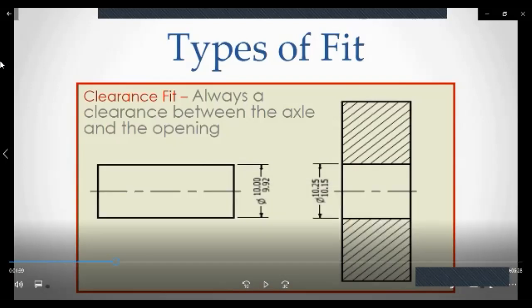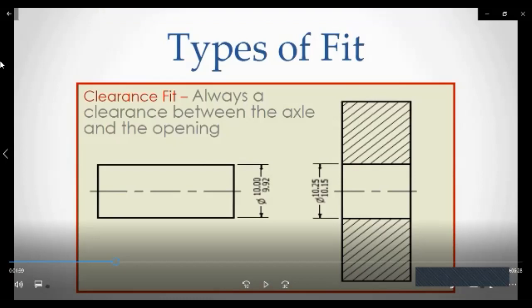You could have a maximum clearance. How? When you take the hole of the largest size possible and the shaft of the smallest size possible, isn't it? So the largest hole size that can be there is how much? 10.25. And the smallest shaft size that we can have is 9.92. So can you tell me what will be the maximum clearance that we can have?